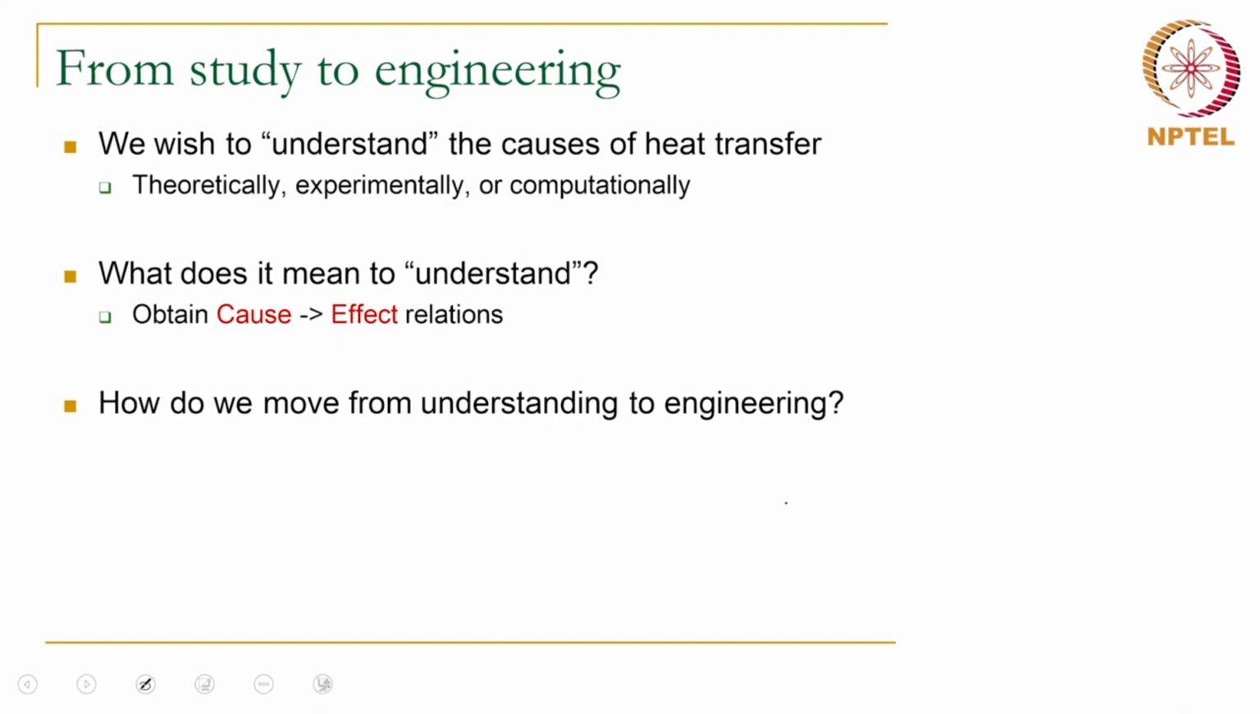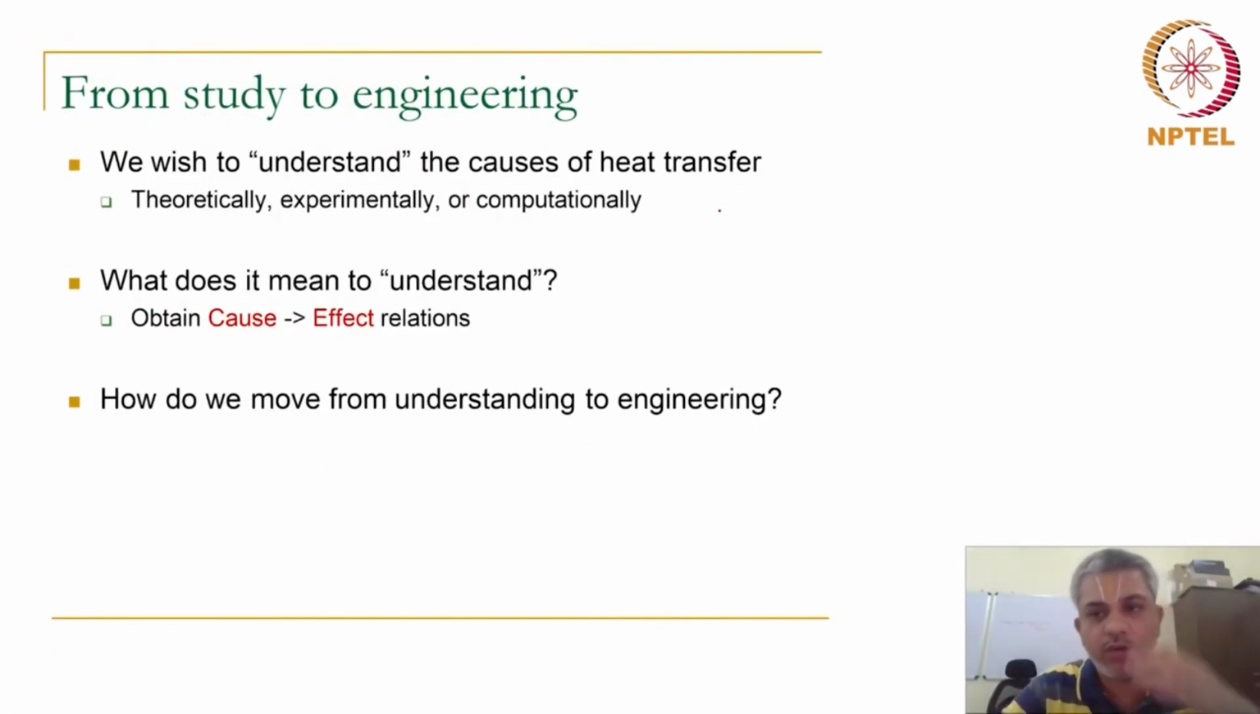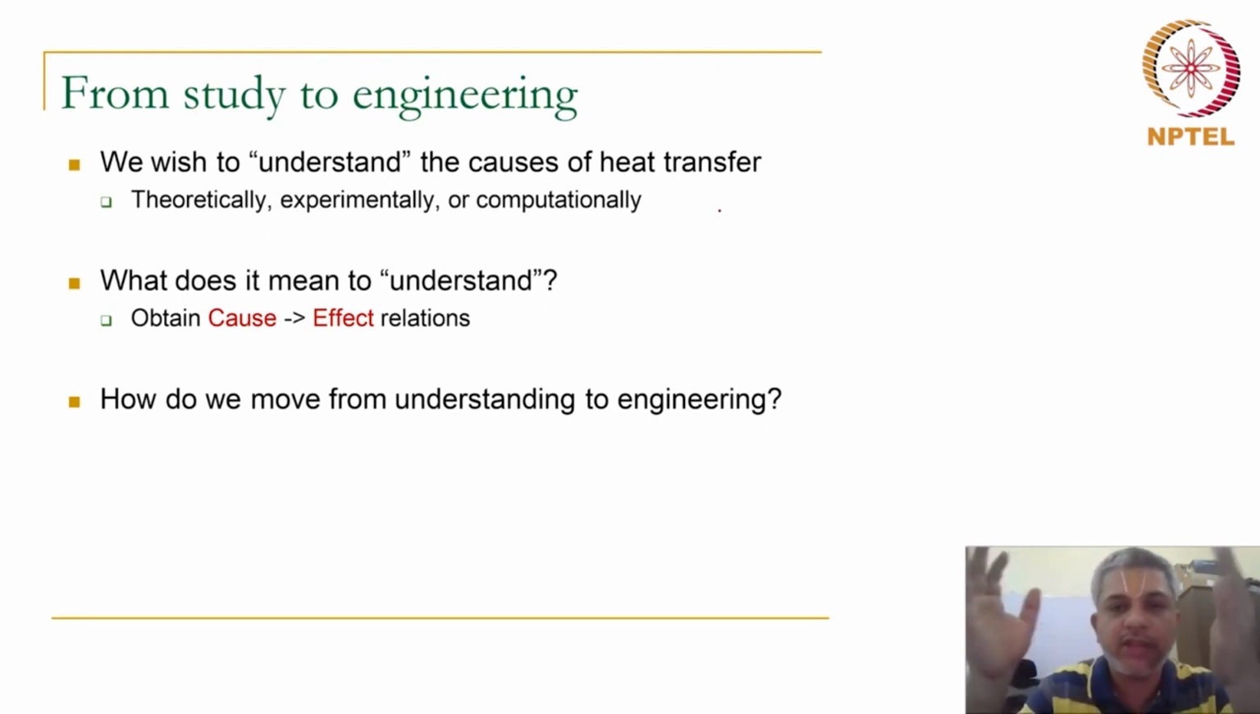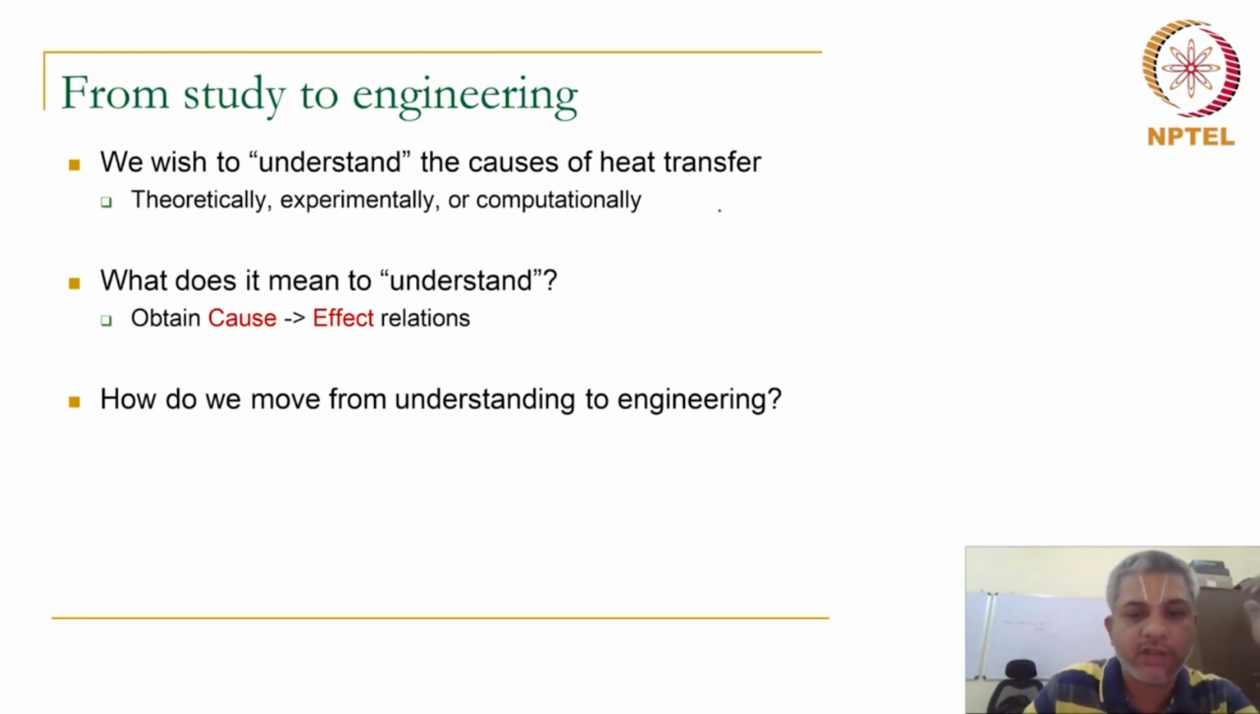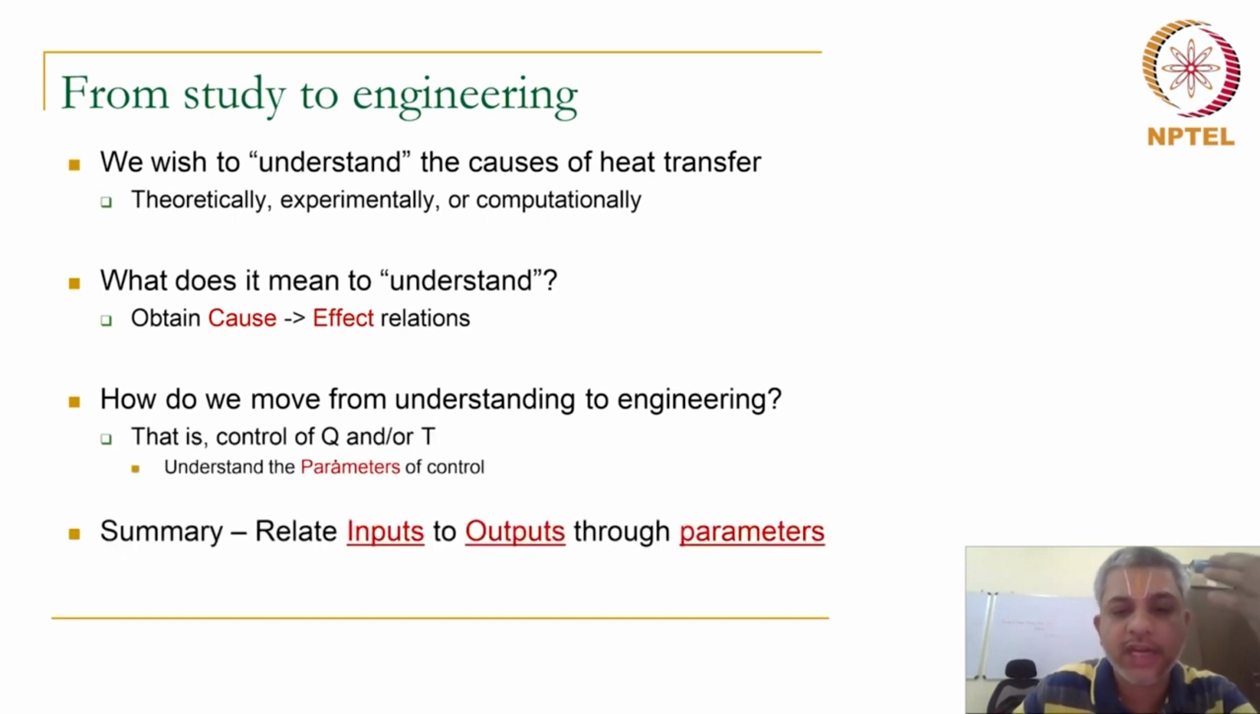What I mean by cause and effect relationship is that in case you have something like a fin, and you know that temperature at these places or the external convection is going to cause a certain amount of heat transfer, you try and relate the external convective coefficient to the effect, which is basically the temperature within the fin or the heat transfer within the fin. Okay. But how do we get these relationships to control Q or T or understand the parameters of control?